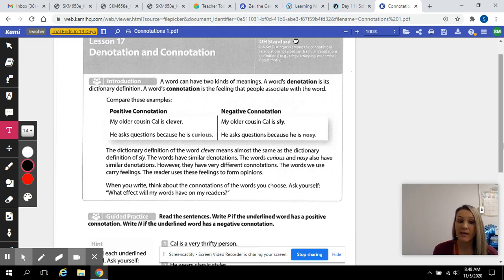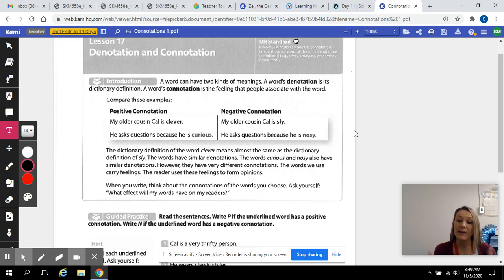A word's connotation is the feeling that people associate with the word. So how someone feels about a word, okay? Compare these examples. A positive connotation: my older cousin Cal is clever. If you think someone's clever, you think they're smart. And here's the negative connotation to that: my older cousin Cal is sly. Usually when you think of someone as being sly, you think of them being sneaky.